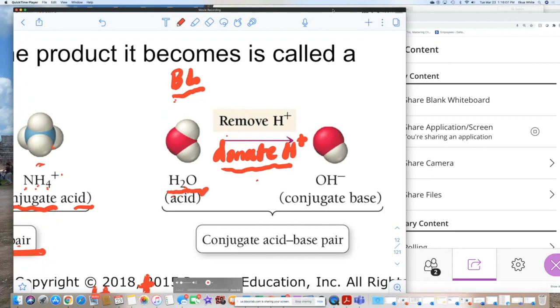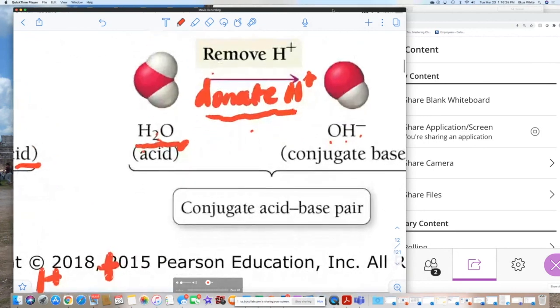Is this chemical donating a proton? Yes. So this chemical, even though it's water, is defined as an acid. So water here is a Bronsted-Lowry acid, right? And when water gives up its hydrogen, what does it become? OH minus.